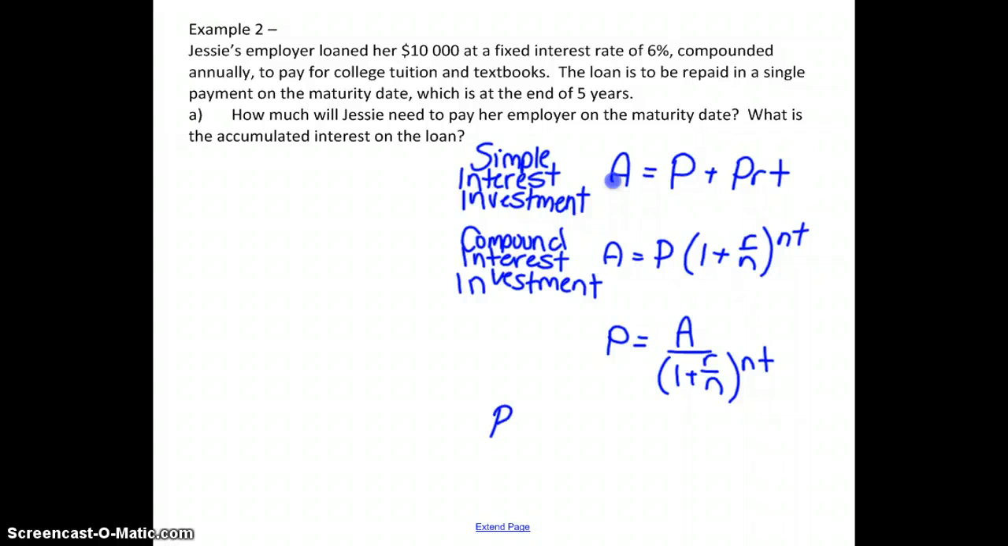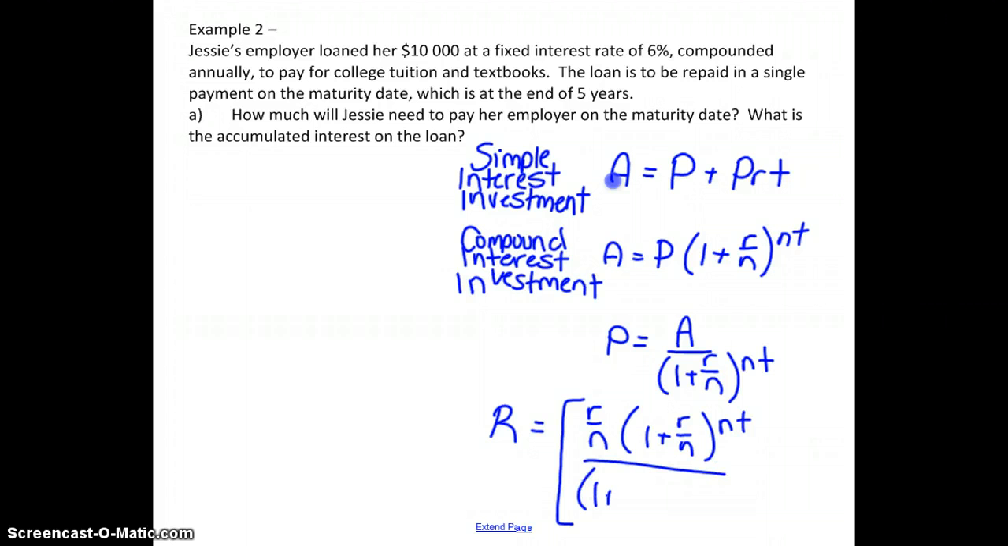And then we do have a regular payment formula. R equals, this is the crazy one, (r over n) times (1 plus r over n) to the power of n times t, all over (1 plus r over n) to the power of n times t minus 1.